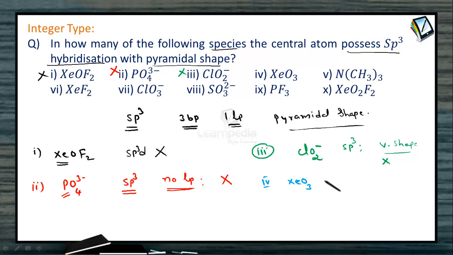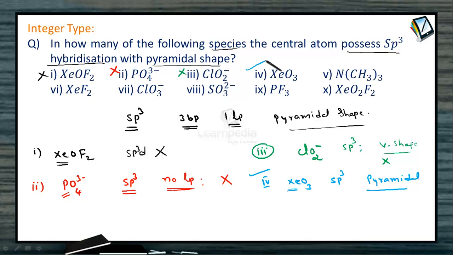And the fourth one we have is XeO3. Xenon is an 8th group element, 8 by 2, sp3 type of hybridization. And out of 8 electrons, 6 electrons are involved in forming bonds with oxygen and 1 lone pair is there. So 3 bond pairs, 1 lone pair. Therefore it is pyramidal in shape. Thus the fourth one is the right option, XeO3.